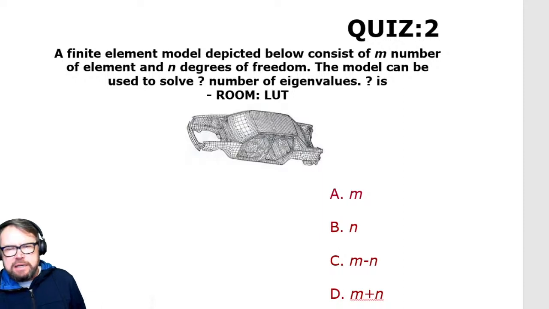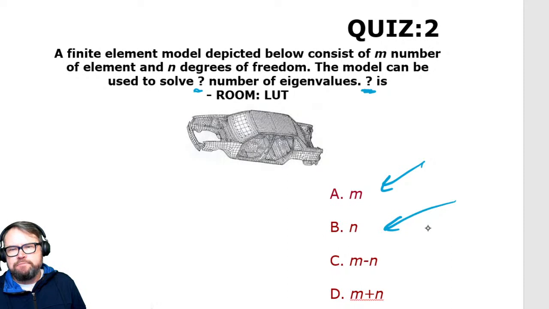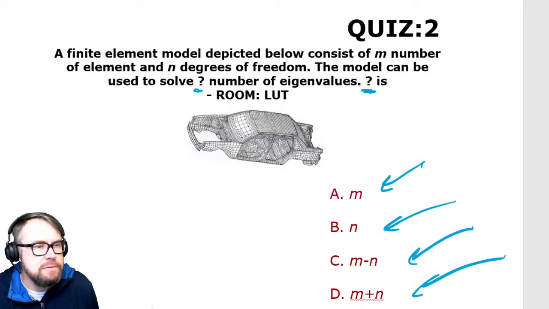But here's my in-class quiz. I have a finite element model of a car, and this car consists of m number of elements and n degrees of freedom. The model can be used to solve how many eigenvalues? The question mark is: number of elements, number of nodal degrees of freedom, elements minus nodal degrees of freedom, or elements plus nodal degrees of freedom. Those are the choices. And let me put the Socrative back on.